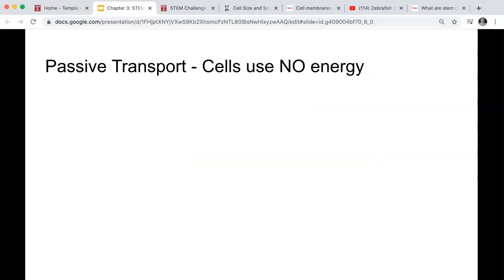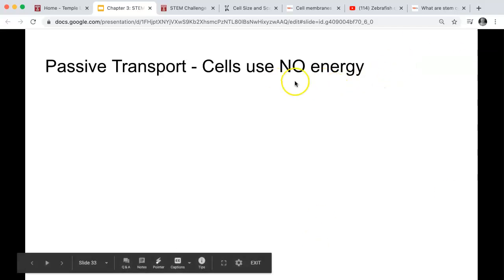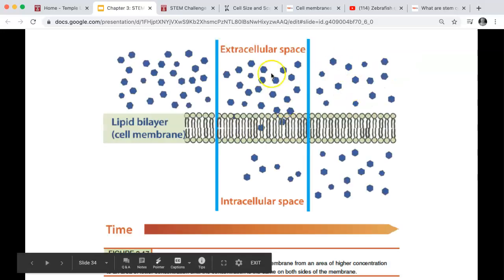So there are a couple of ways that cells get materials in and out. One is called passive transport. And with passive transport, no energy is used by the cell. Let's take a look at this.